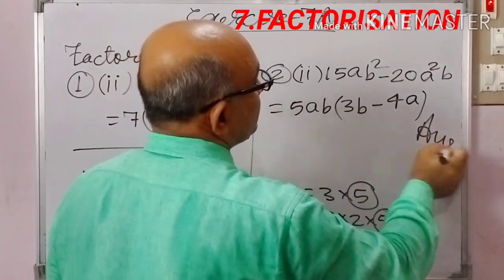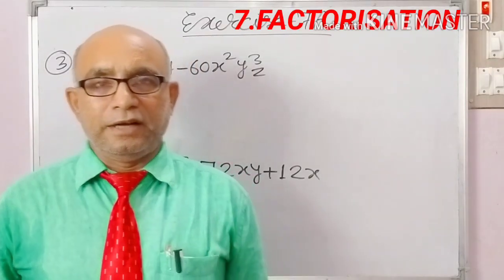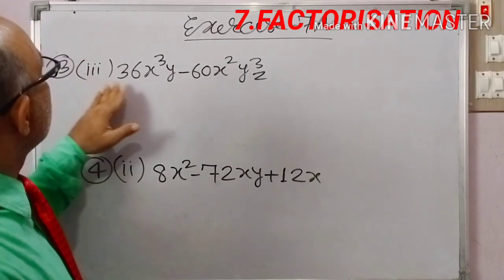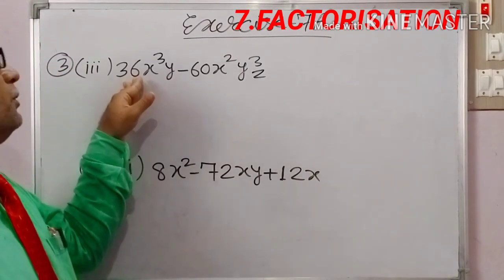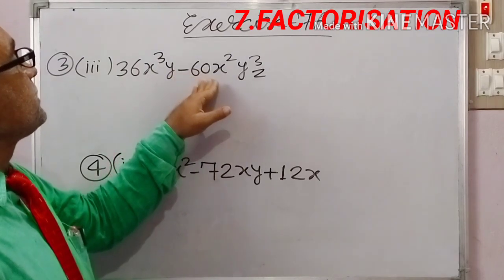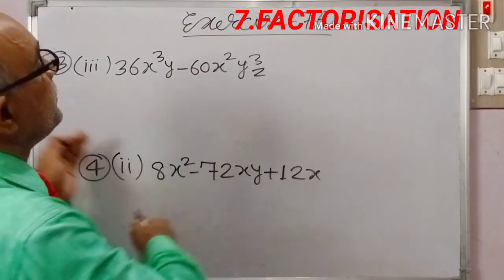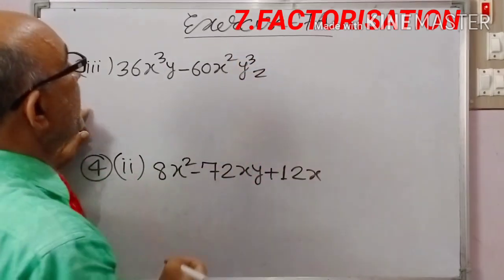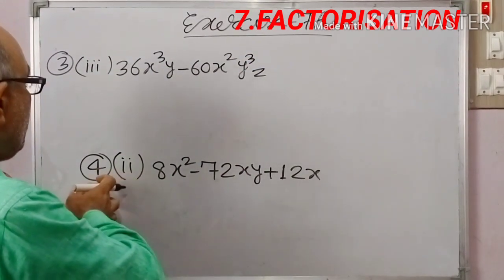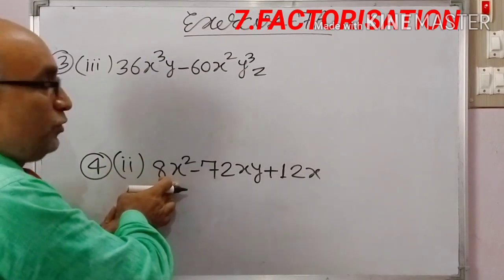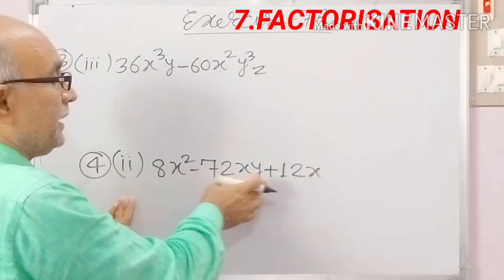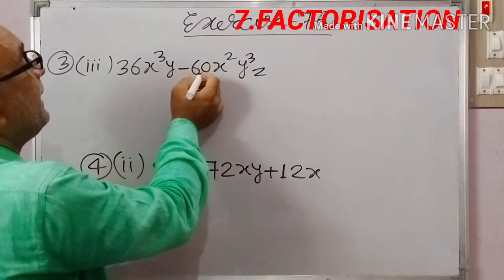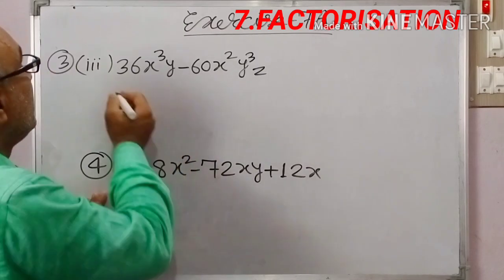Answer. Right? Students, next question. Question number 3: factorize 36x cube y minus 60x square y cube z. And question number 4 is 8x square minus 72xy plus 12x. So 36x cube y minus 60x square y cube z.